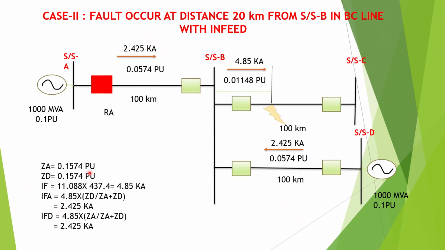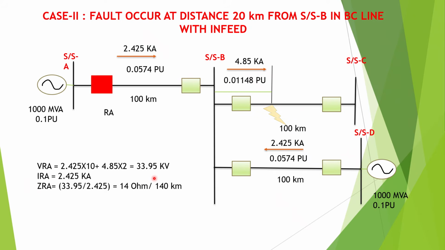Now the values of ZA and ZD are equal, which is 0.1574 per unit, and the fault current is 4.85 kiloampere. So the fault current supplied by substation A and substation D will be equal, since the values of ZA and ZD are equal, which is equal to 2.425 kiloampere. So the same fault current will be supplied to the fault point from the substation D end and also from the substation A end. Okay.